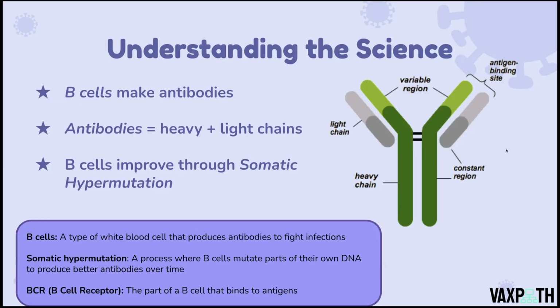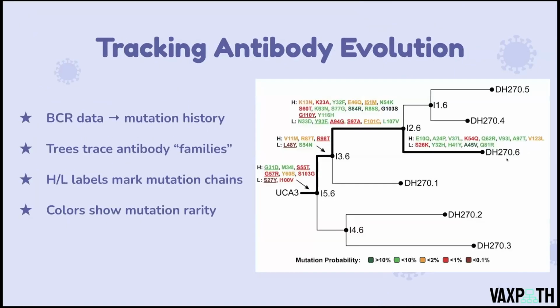a stronger defense. So, to understand how antibodies change over time, researchers use something called BCR data, which is short for B cell receptor data. It basically shows how antibodies mutate over time as the immune system learns to fight a virus. And by doing so, it helps researchers trace the step by step changes that make antibodies more effective.